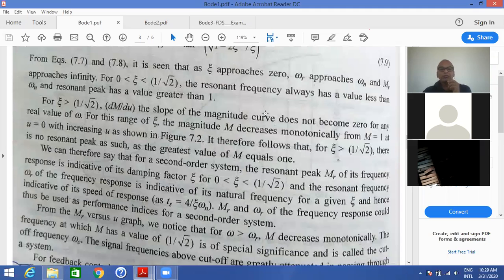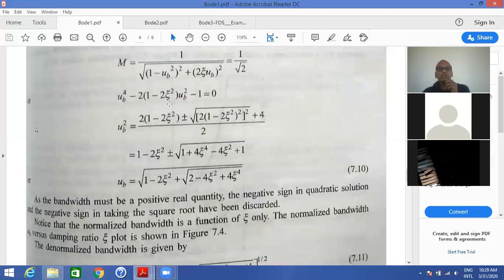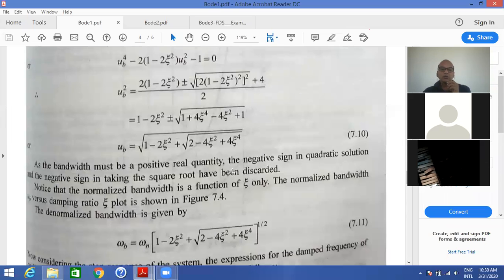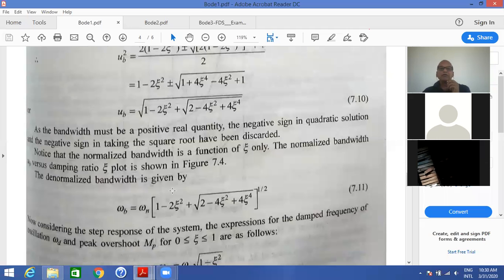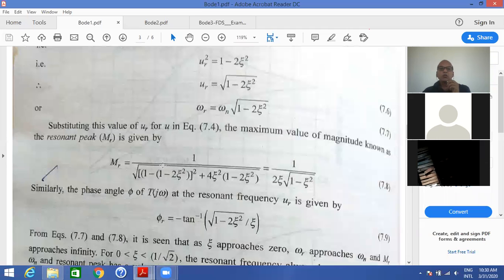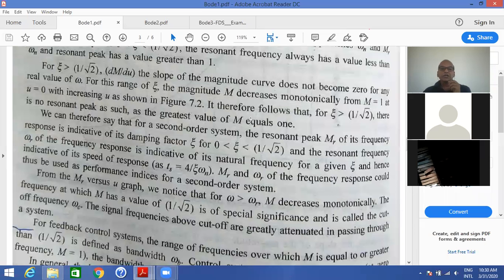Put this 1 minus twice zeta square into this equation, we will get the bandwidth, that is ωb equals under root 1 minus twice zeta square plus again under root 2 minus 4 zeta square plus 4 zeta raised to 4. Then ωr is equal to, as the equation already derived, ωn into under root 1 minus twice zeta square, that is equation 7.6.